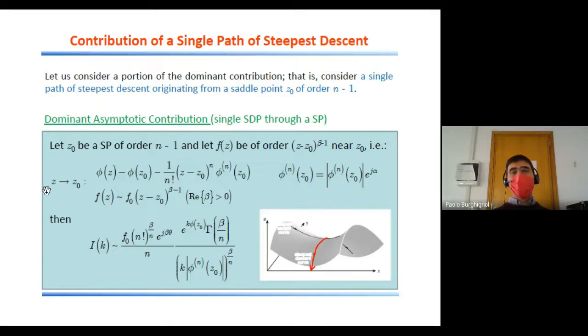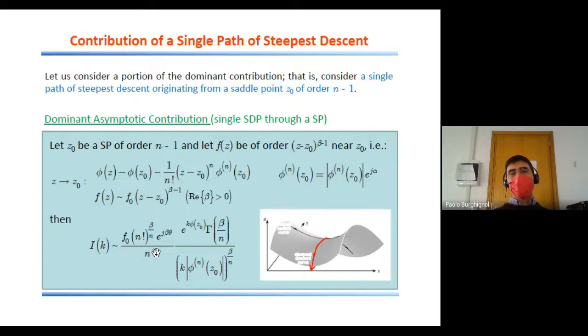Okay. Now, given all those assumptions, it turns out that the dominant contribution to the asymptotic evaluation of the integral is given by this formula, rather complicated looking, but not so complicated after all, because as you can see, the first factor is just a bunch of constants. That is, we have f0, then n factorial to the power beta over n, then the exponential function evaluated at j beta theta, divided by n, where theta is, of course, the direction of the steepest descent curve.